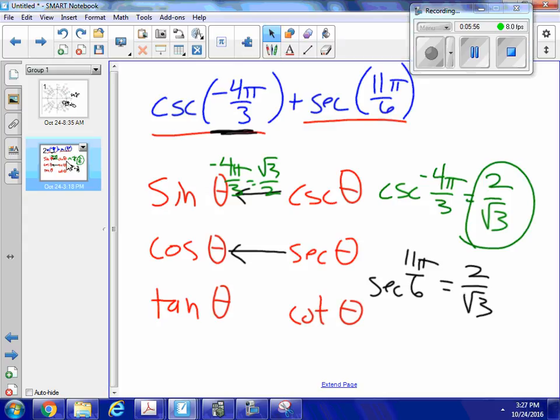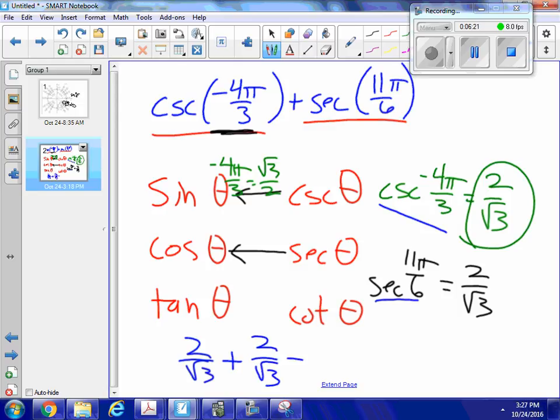So my question now becomes adding together cosecant negative 4 pi over 3, so that is 2 over radical 3, plus secant 11 pi over 6, well, that's also 2 over radical 3. So if I'm adding those two together, I'm going to get 4 over radical 3.